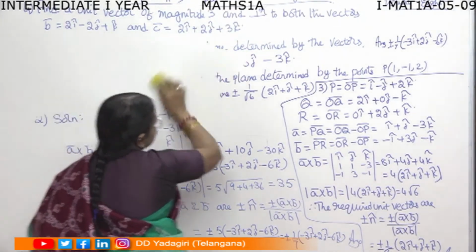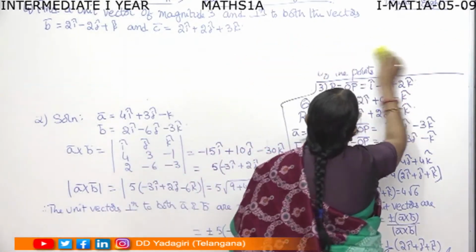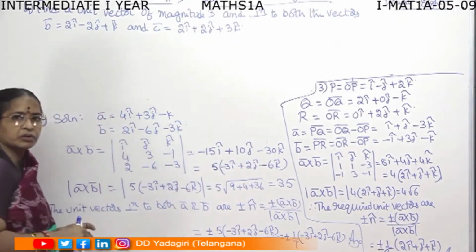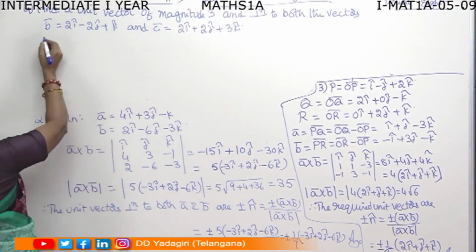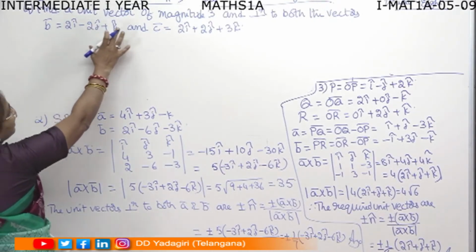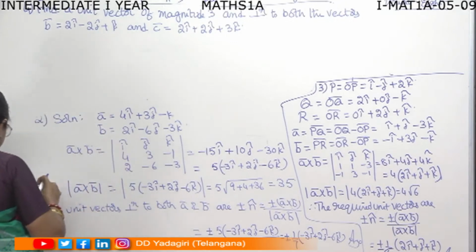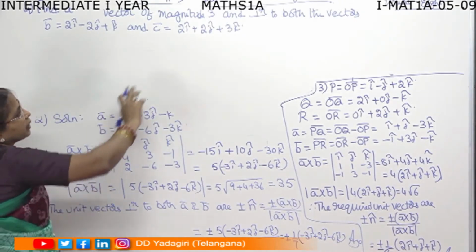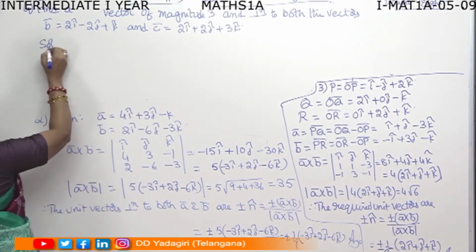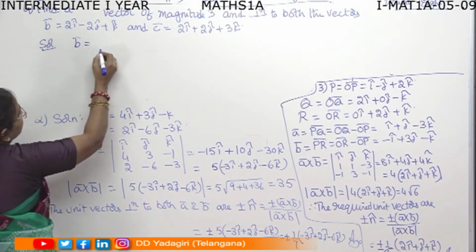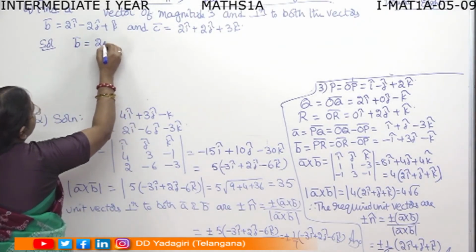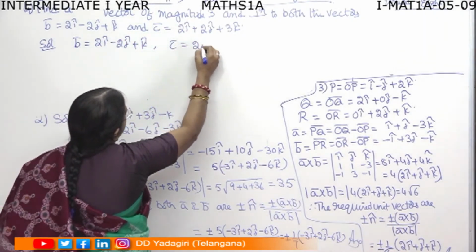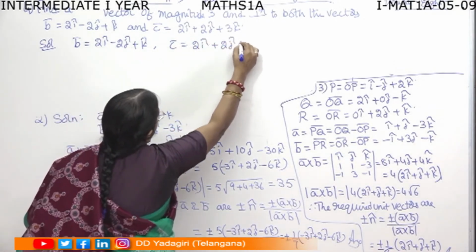So here again, these are the 3 problems which are similar, which are identical. Here you are given 2 vectors, here you are given points, so you converted them into 2 vectors, and here you must find the vector, not the unit vector, the vector of magnitude 3 and perpendicular to both the vectors. So you will first find, you are given the vector b, and then you are also given the vector c. b is 2i minus 2j plus k, and c is 2i plus 2j plus 3k.